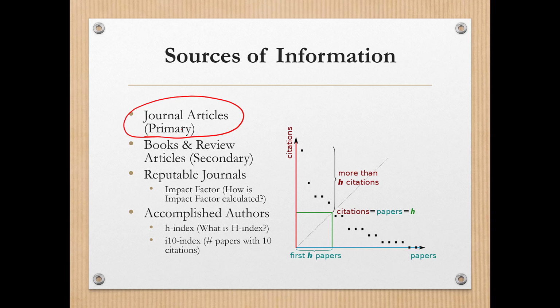Often books and review articles are written to summarize those journal articles, and that's why we would say this is a secondary form. The other thing we want to do is we want to ask questions of the quality of the journals and the quality of the science that we're reading, and that is described through something called the impact factor. And how is the impact factor calculated?